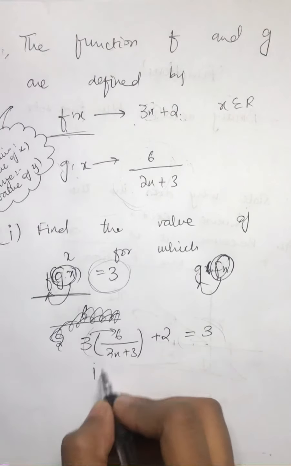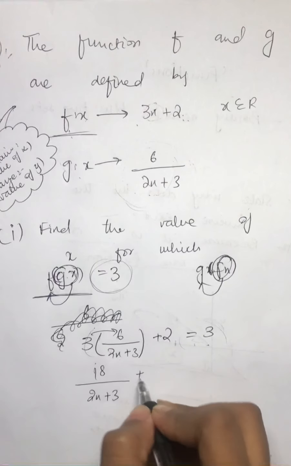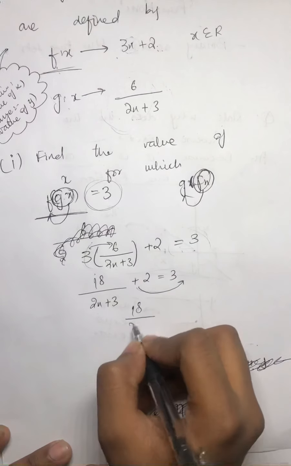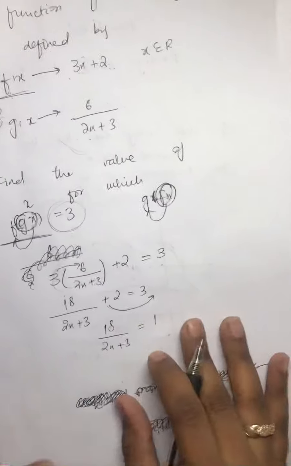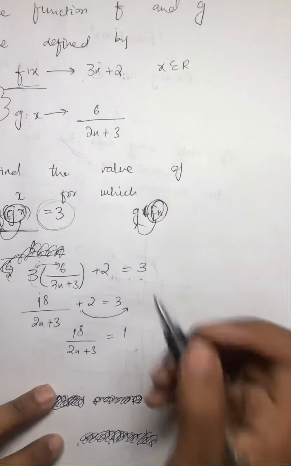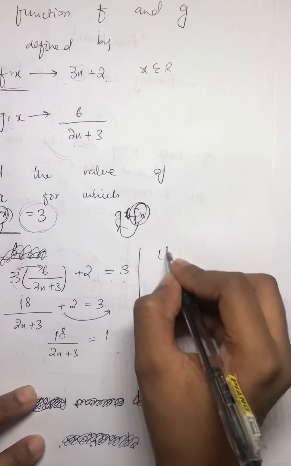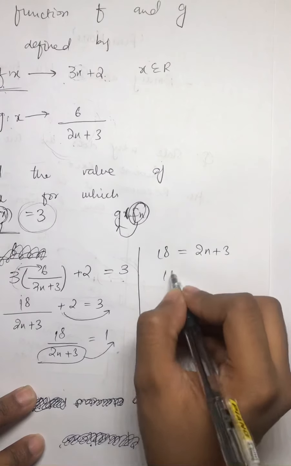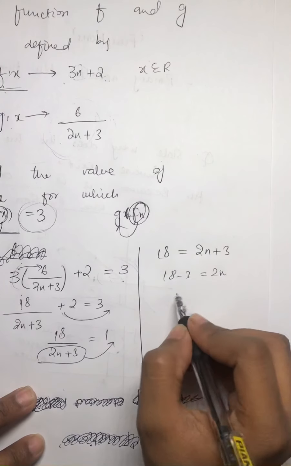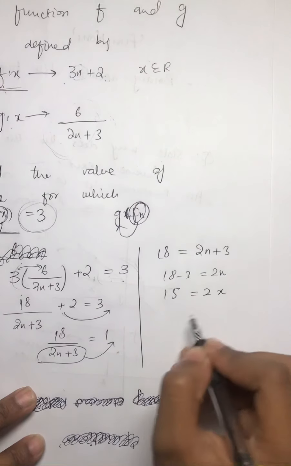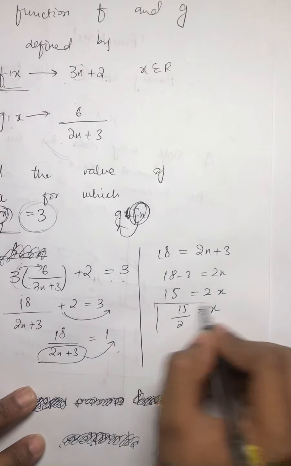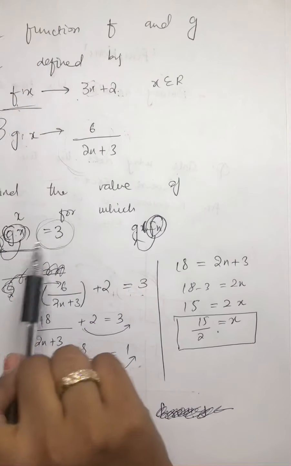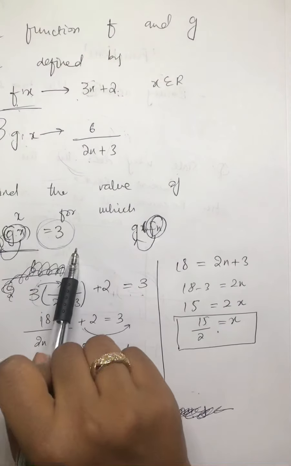3 times 6 is 18 over 2x plus 3, plus 2 equals 3. Let's move 2 to the other side of the equal sign and then solve it further. 18 over 2x plus 3 equals 1, so 18 equals 2x plus 3, 18 minus 3 equals 2x, 15 equals 2x, 15 by 2 equals x, which means this is the value of x when f of g of x equals 3. Got it?